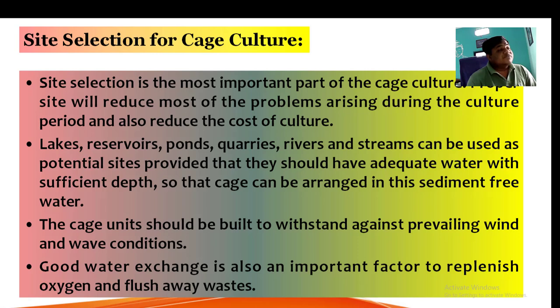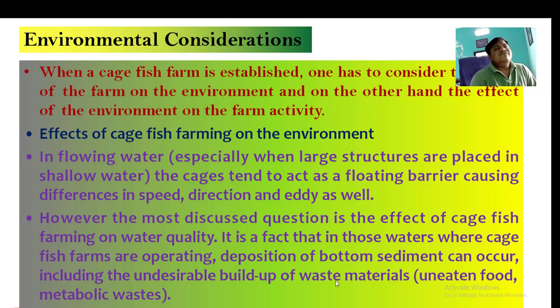So see here, again a very important factor is oxygen. The water should be exchangeable, meaning flowing water is required here, because in stagnant water, oxygen depletion, or decreasing oxygen, is a very important problem as far as fish culture is concerned. So we have to check that when the site is selected, good water exchange is there.